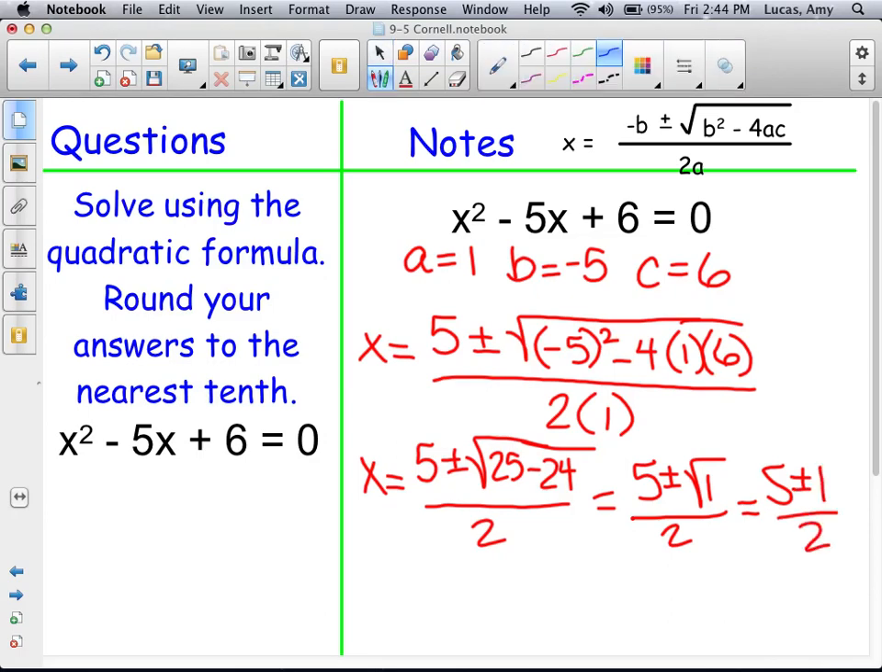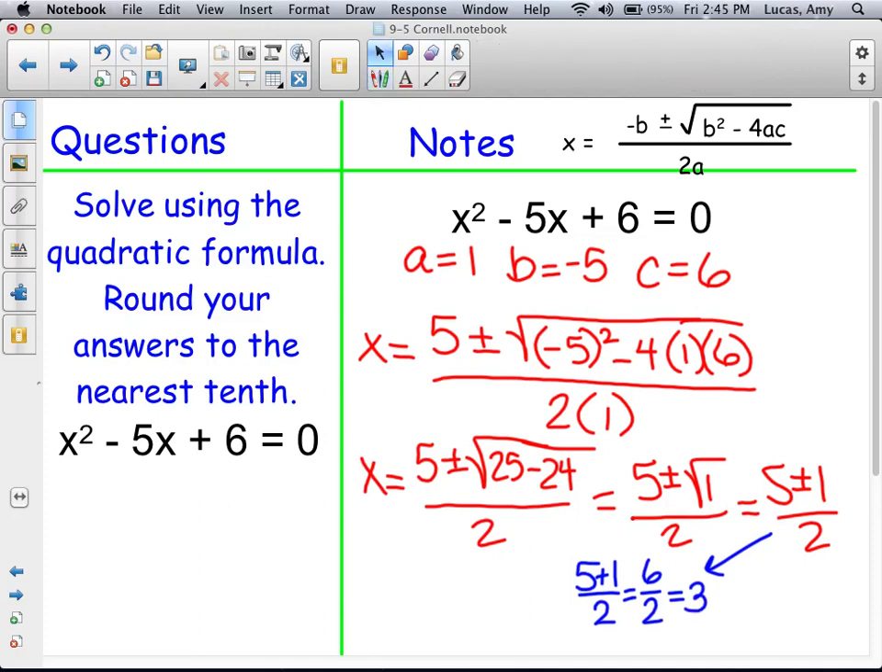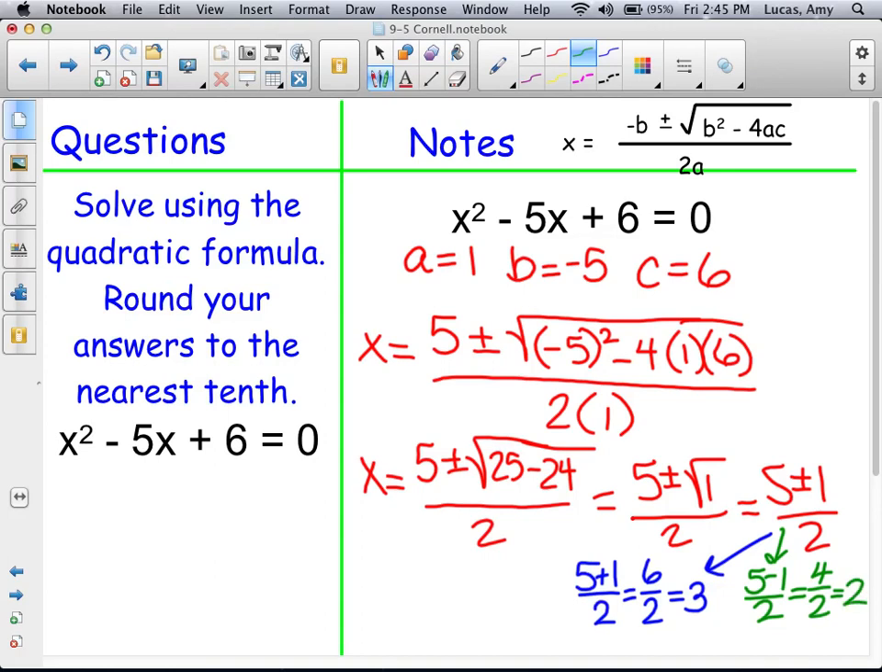Now that plus or minus sign gives us two separate solutions. One of them is going to have the plus, 5 plus 1 divided by 2, or 6 divided by 2 equals 3. The other one is going to have the minus. 5 minus 1 divided by 2, which would be 4 divided by 2, or 2. So our two solutions are x equals 3 and x equals 2. So those are the places where this quadratic crosses the x-axis.